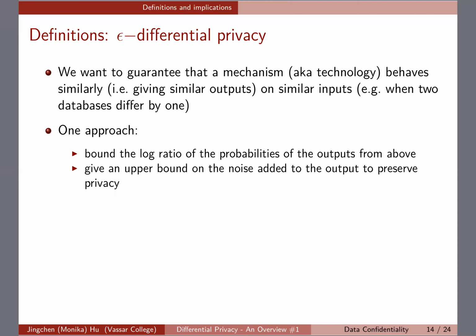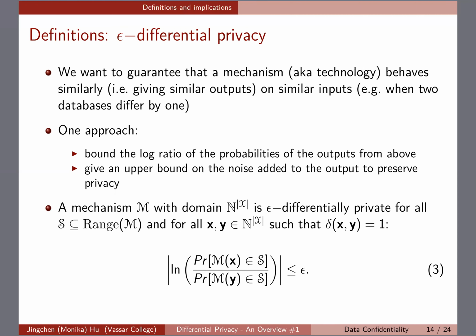Bounding it from above is to make sure that we get similar outputs, outputs that only differ to certain degrees. So if you look at equation 3, we use this curly M to denote the mechanism, and we use this epsilon. We're going to define epsilon in a second, but think about it as a very small number, just as what we usually do in calculus, right? So epsilon differential privacy: you think of all Hamming distance 1 databases, X and Y, right? Their delta XY equals 1.